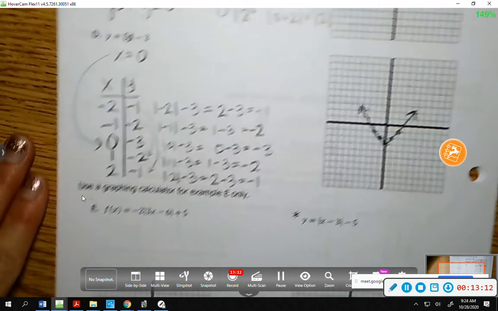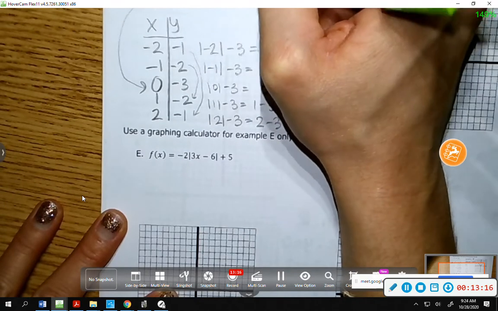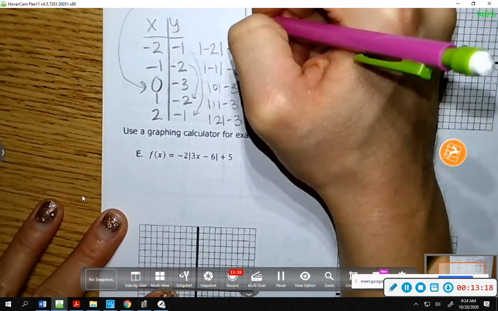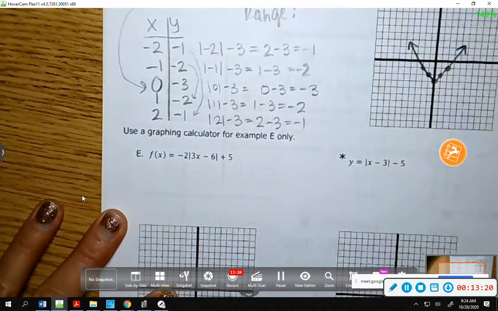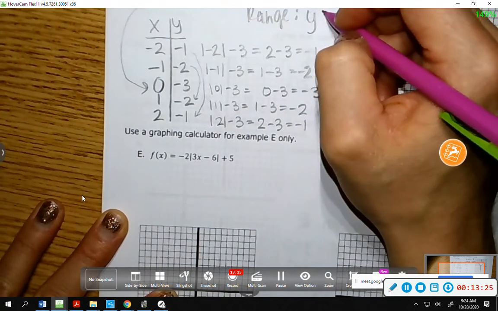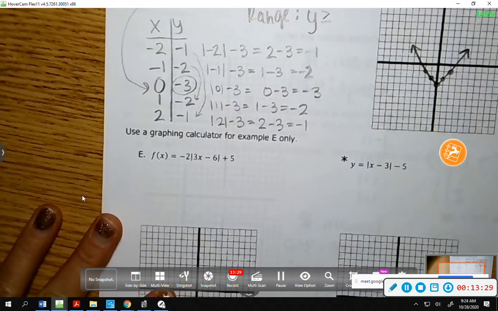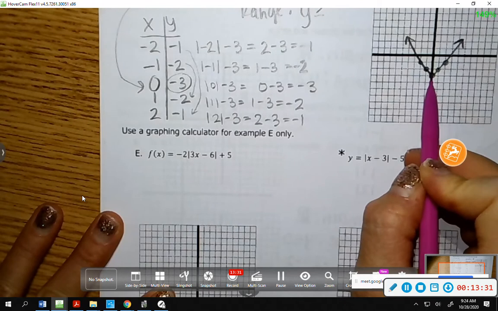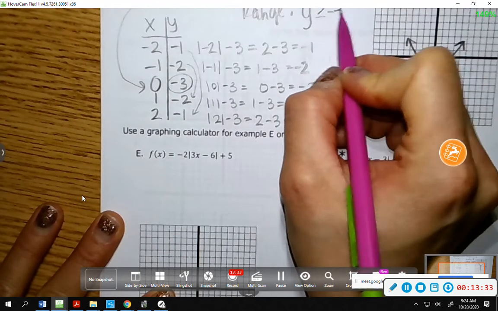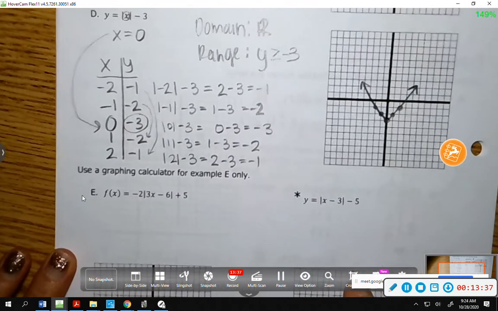All right, any questions? Oh, domain and range. Domain is always all reals. Range. All of your y values are above, so greater than or equal to, and you can always look at your table at the vertex. They're all greater than or equal to negative 3. Okay? They're all above negative 3. So greater than or equal to negative 3.